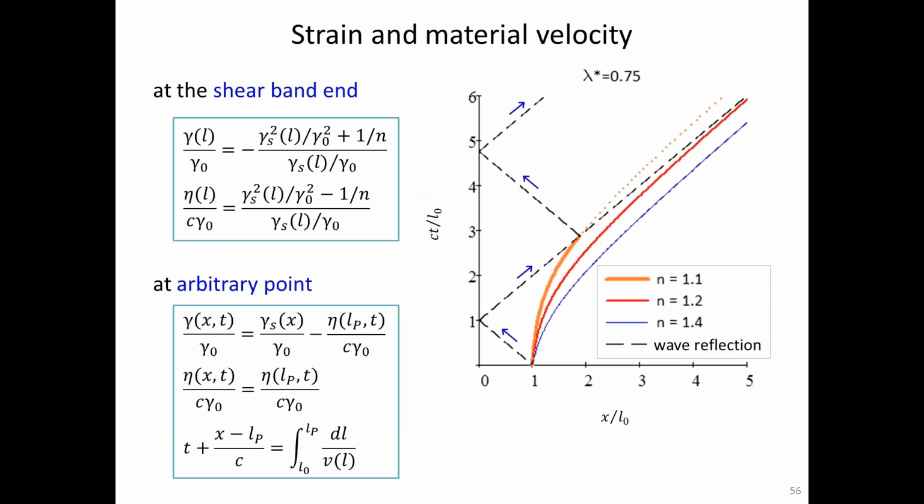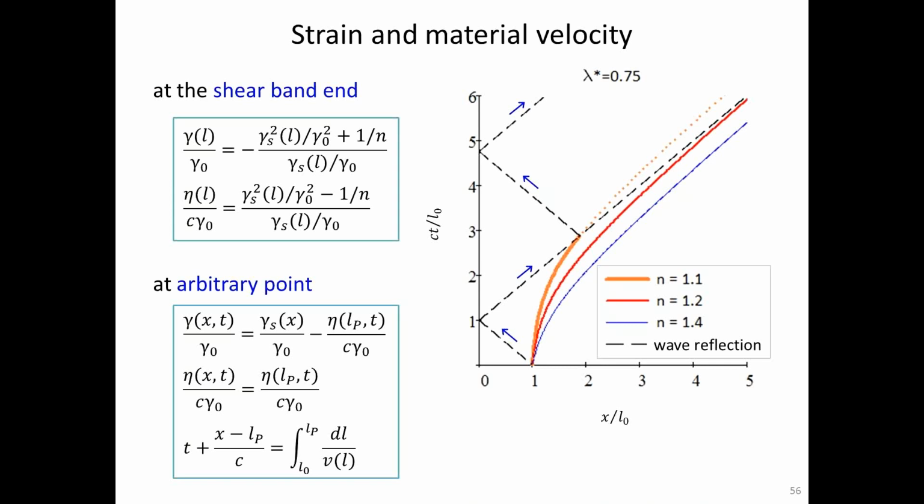I'm sorry, lambda star and n. So in fact, it is the case. If you take a look here, when the n value is 1.4, the blue line, the reflected wave will not actually come to the tip of the shear band. But if n is as small as 1.1, the orange line, then the wave is reflected back to the fracture tip, and it is going to be reflected back to the end and come back here again. So there will be some travel in between the fracture tip and the left end of the slide. So we can see that one.